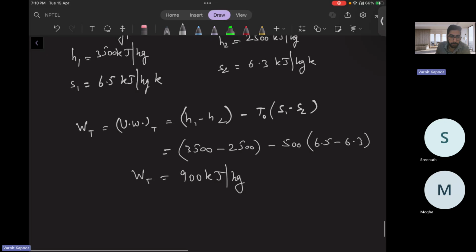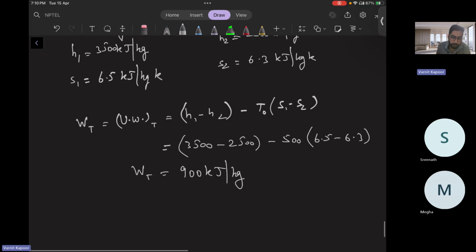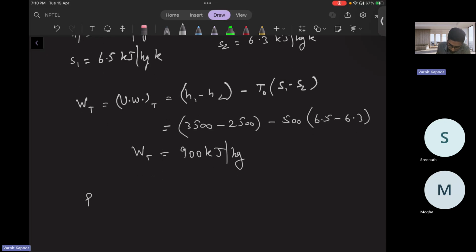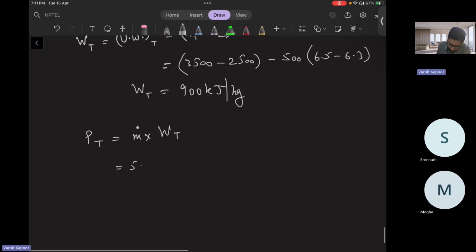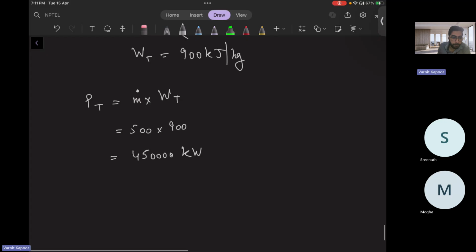Now the power output has been asked. Power output is mass flow rate into work of turbine. Power of turbine is mass flow rate into work of turbine, so mass flow rate is 500 and it is 900. It is 45 into 10 to the power of 4, in kilowatt. They have asked in megawatt, so divide by 10 to the power of 3: 450 megawatt power of turbine. That is your answer.